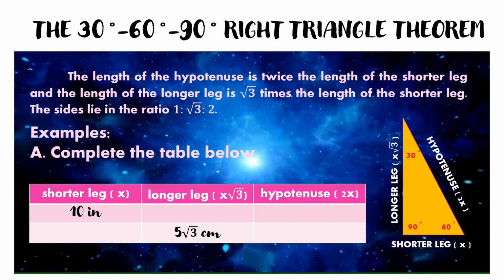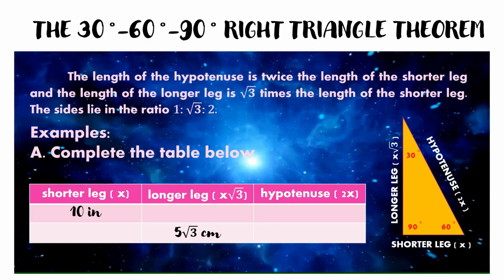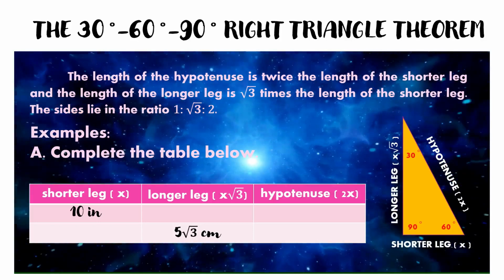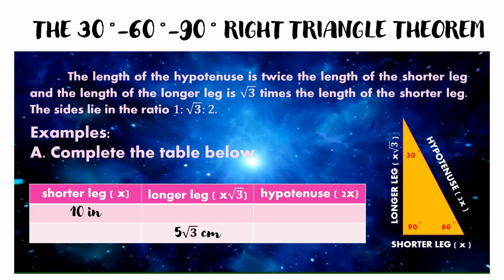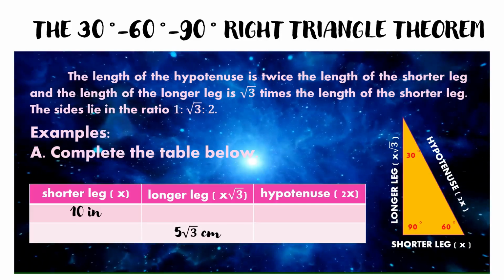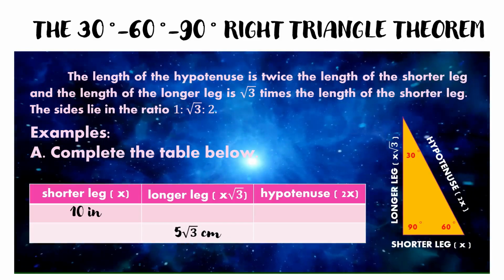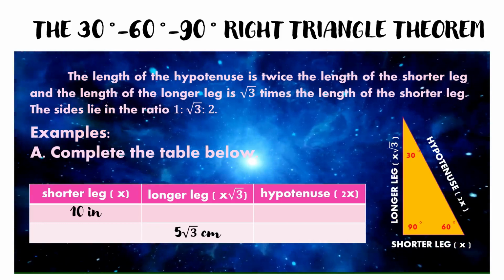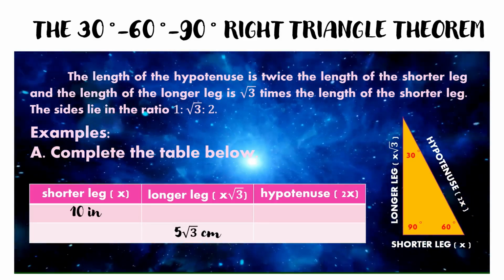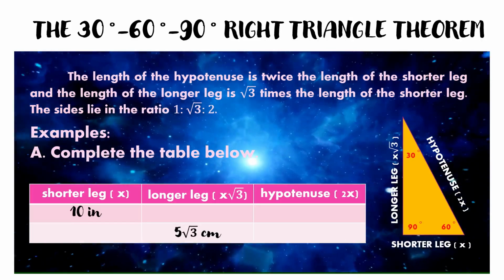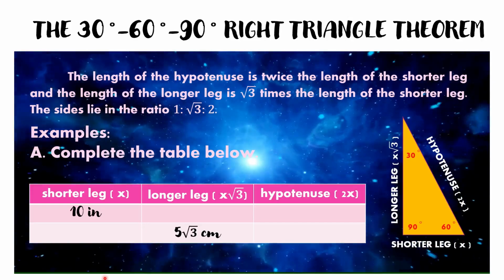Okay, let us have some examples in solving problems applying the 30-60-90 right triangle theorem. For letter A, complete the table below. So we have here a right triangle with 30, 60, 90 interior angles. Ito po yung ating shorter leg, opposite kay 30, represented by x. And then longer leg, opposite kay 60 degrees, represented by x square root of 3. And then the hypotenuse, which is represented by 2x.